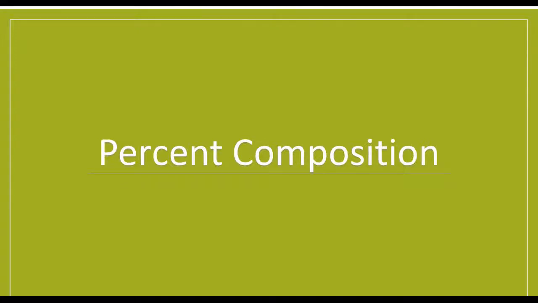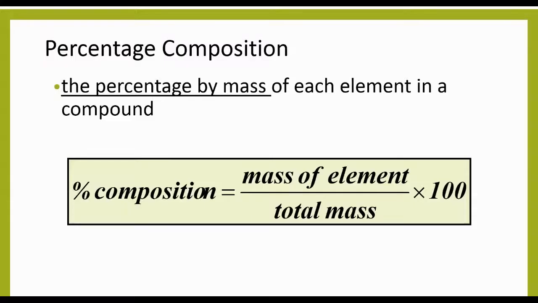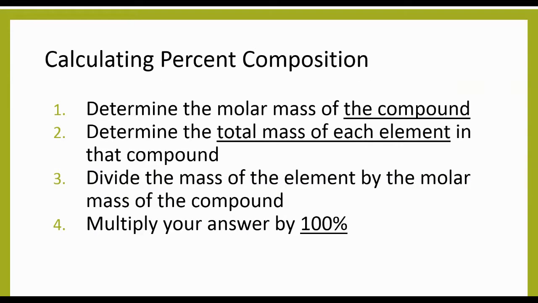Welcome everyone. This video is on percent composition, which is a way of evaluating samples to see how much of an element is present. So percent composition is the percentage by mass of each element in a compound. And the way we can calculate that is by taking the mass of the element by the total mass and then multiplying by 100.